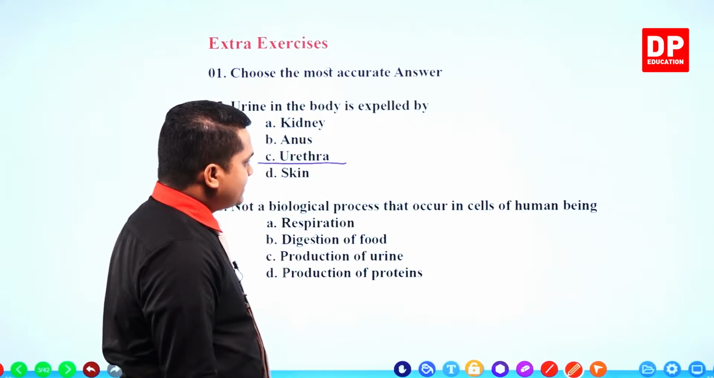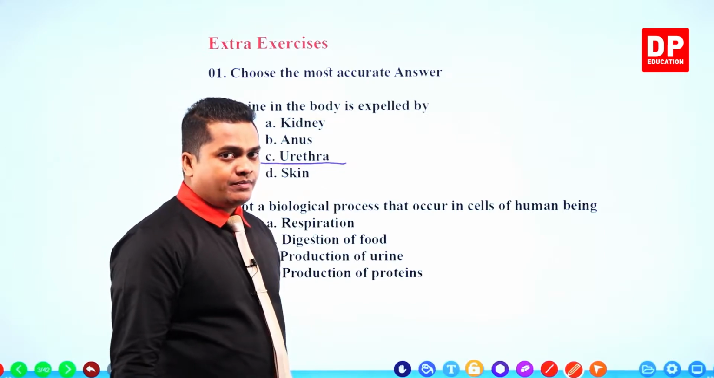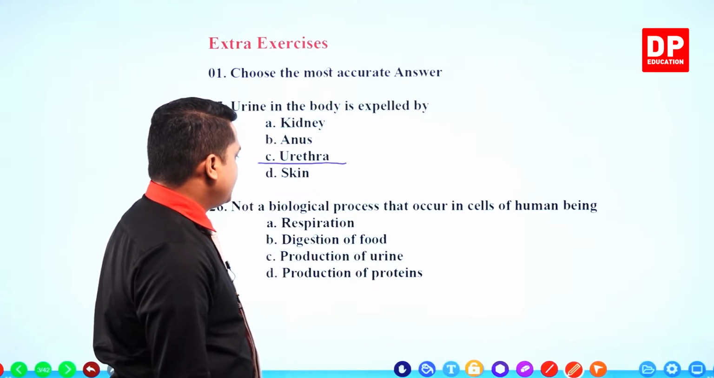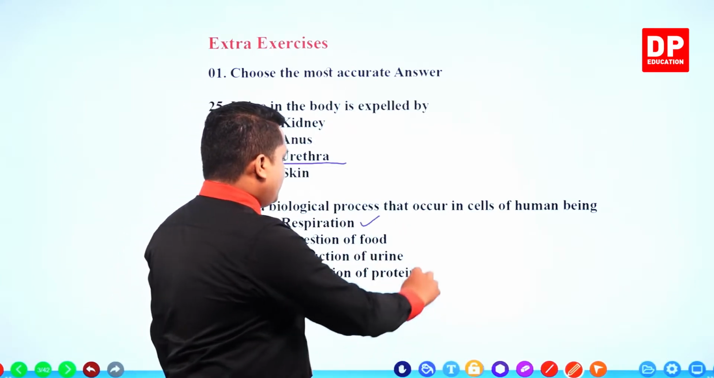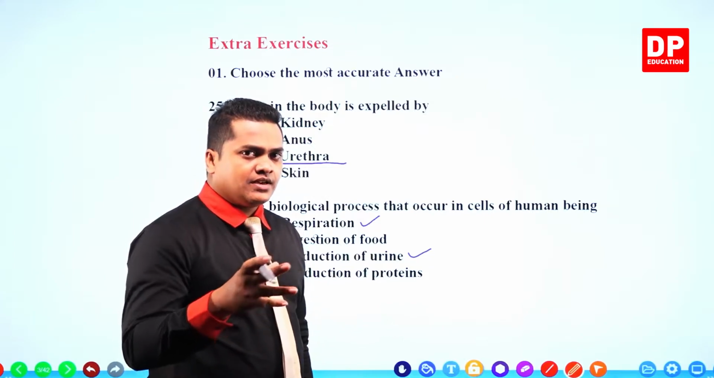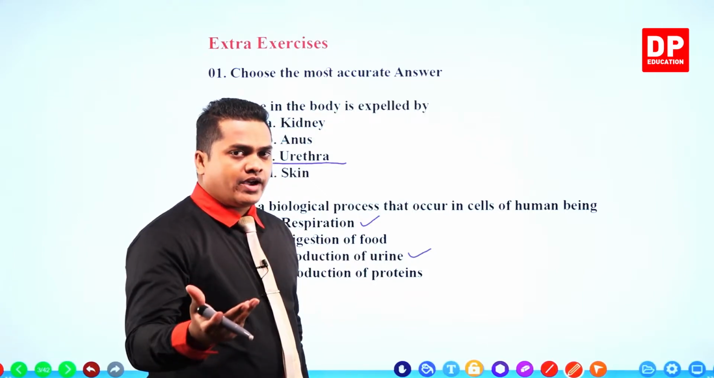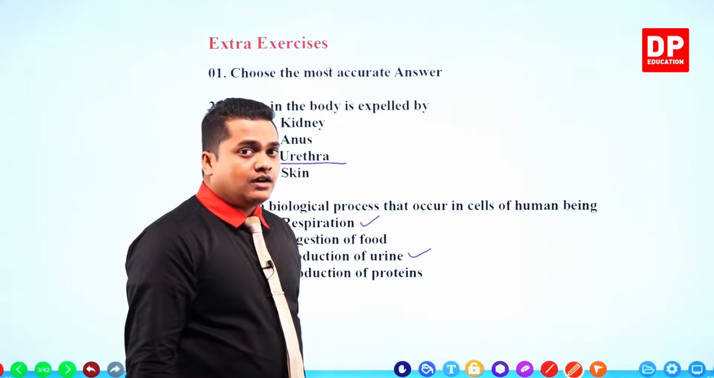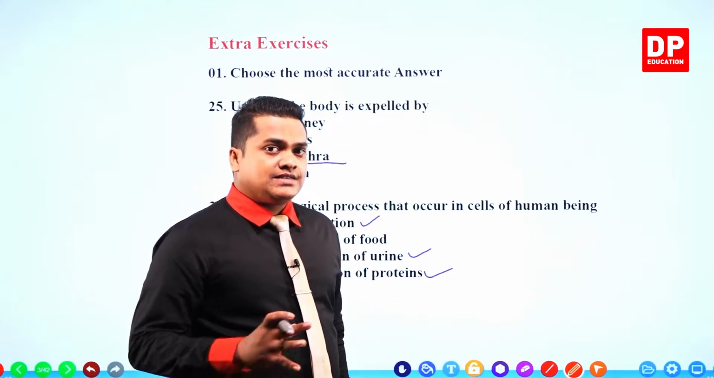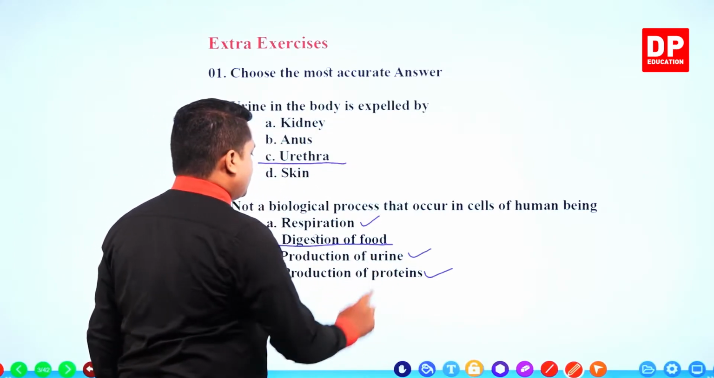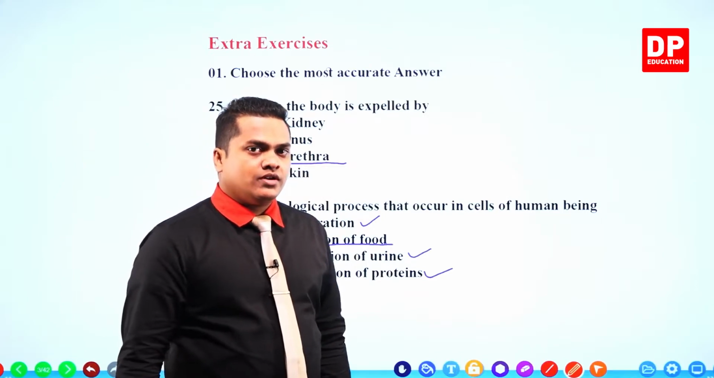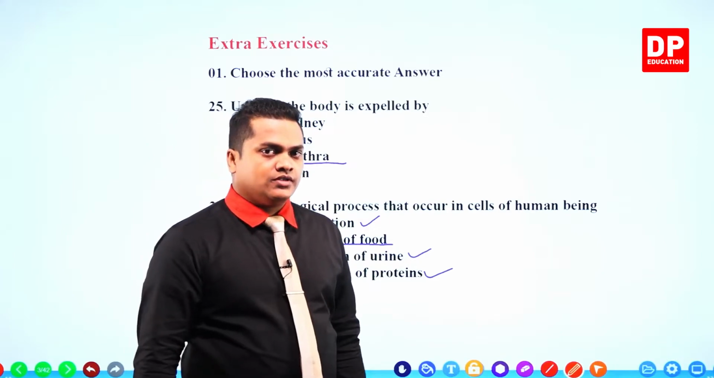Not a biological process that occurs in cells of a human being. It should not be a biological process. So: respiration, digestion of food, production of urine, production of proteins. Respiration, we know that is correct. Production of urine, once again it is correct, because you know that urine is produced, and urine means removal of excretory substances, right? So urine production is happening within the cells inside the kidneys. So it is correct. Then production of proteins, this is also correct, within the cells protein is produced. So my dear children, the incorrect answer would be digestion of food, right? This is not a biological process that occurs within the cells. I told you how the digestion process occurs by drawing out a certain figure, I explained how it occurs, right?